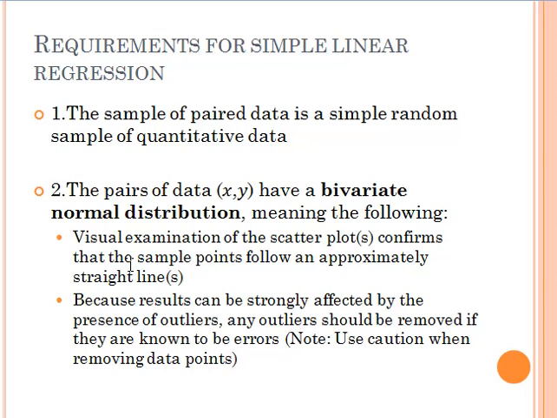So if I draw a scatter plot out of my data, it should be in a form where, by visually looking at that scatter plot, I can observe that a single straight line will approximately best fit this data. The second thing is that because results can be strongly affected by the presence of outliers, any outliers should be removed if they are known to be errors.